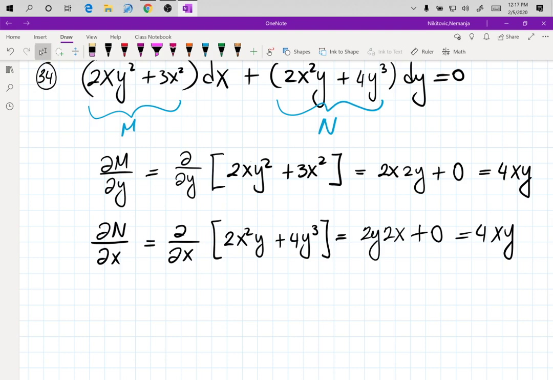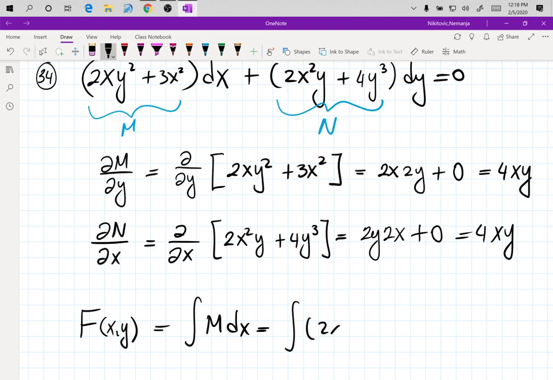So we are going to pick the function M and integrate with respect to x, right? So I'm going to say that my F of x,y, which is the solution to my differential equation, is going to be equal to the integral, I'm just going to do M dx, so you know what I did, which is the integral of 2xy squared plus 3x squared dx.